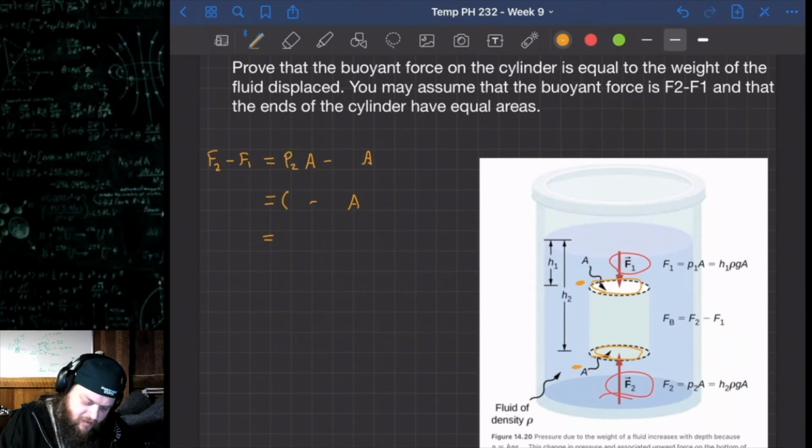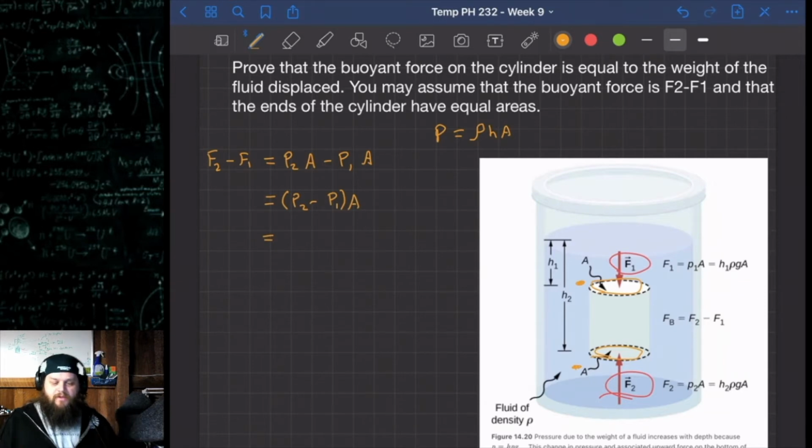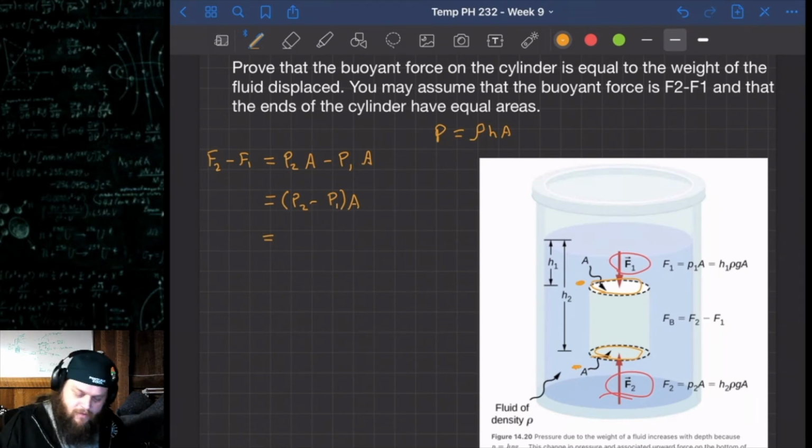And this is pressure 2 minus pressure 1. Pressure 2 minus pressure 1. So now, remember that pressure is equal to the density times the height times gravity. It's really force divided by the surface area, in square meters. So if we multiply by that surface area, we get the force, and the pressure is just going to be mass divided by volume. So multiplying by the height, we get mass divided by area as well.